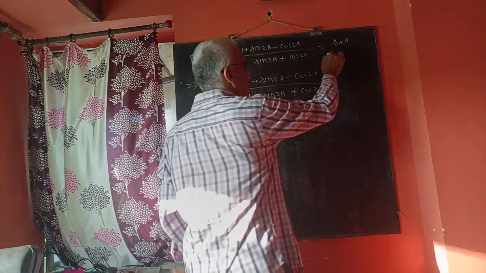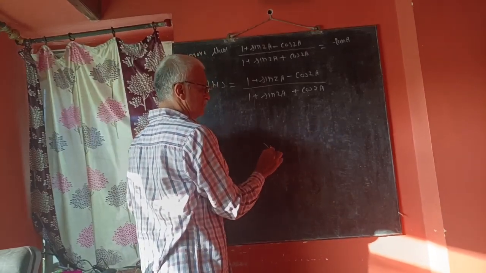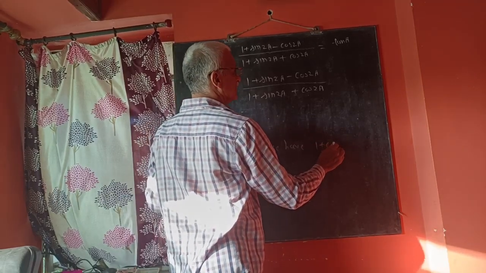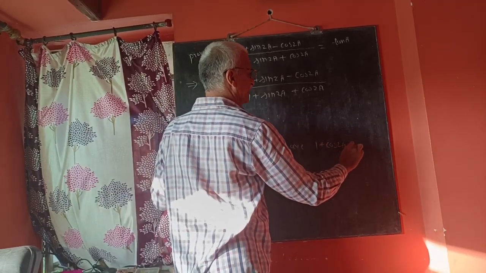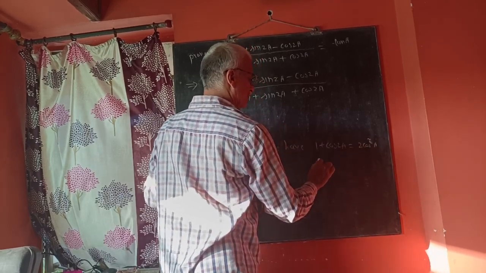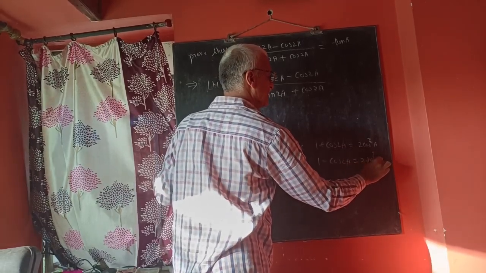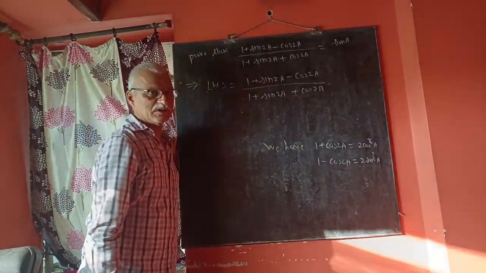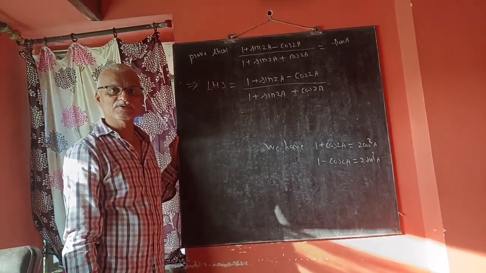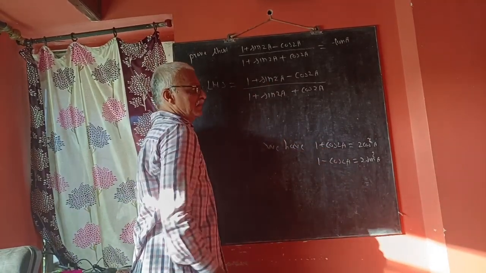We have two formulas here. 1 plus cos 2a equals 2 cos square a, and 1 minus cos 2a equals 2 sin square a. We have these two formulas, so we have to adjust the terms according to them.